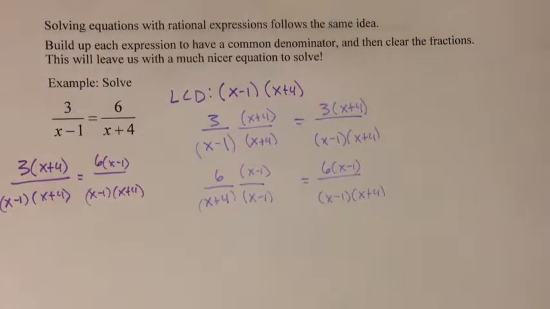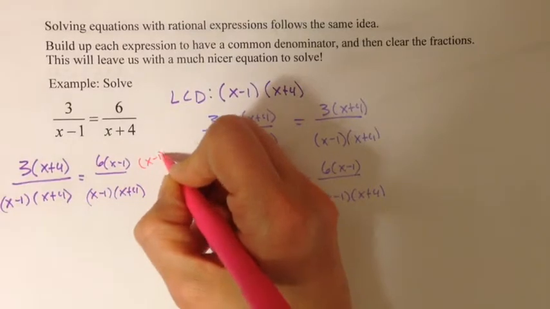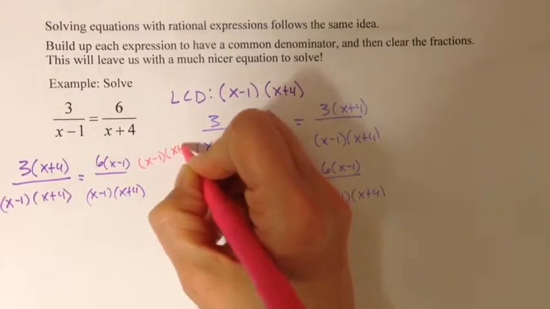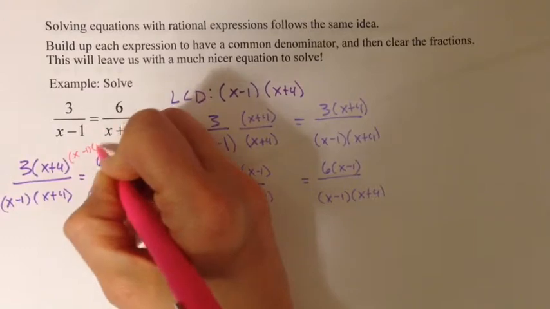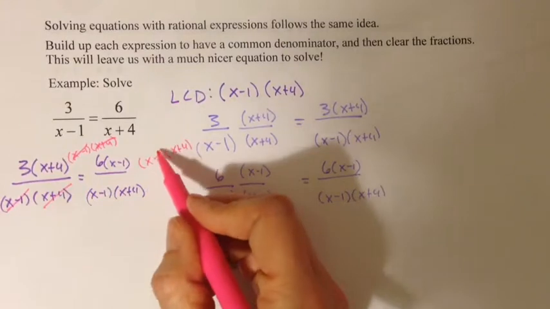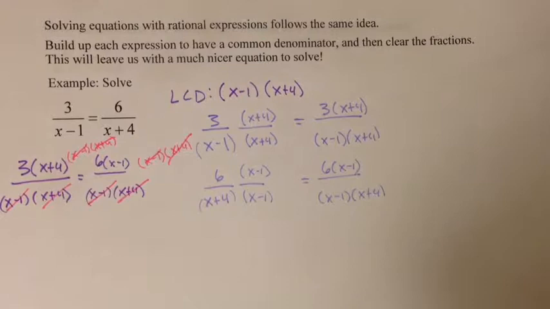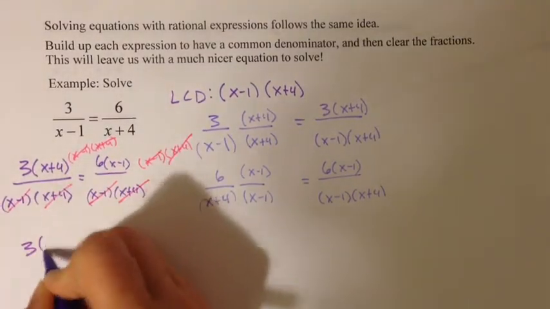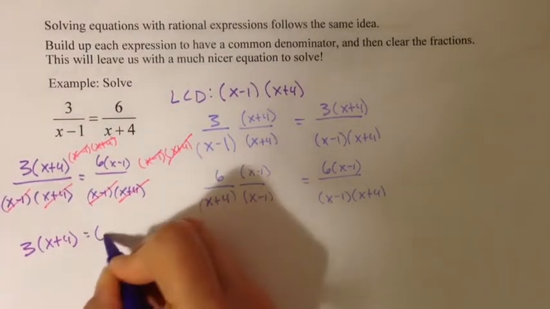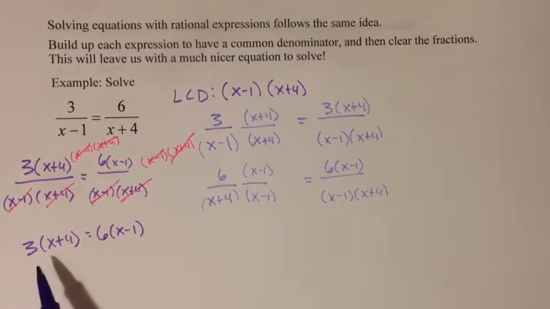Now comes the big moment where I can multiply through by the least common denominator to clear the fractions. Notice that both of these have the least common denominator. So when I multiply everything by x minus 1, x plus 4, all the denominators will cancel. Here the x minus 1 cancels, the x plus 4 cancels. The x minus 1 cancels, the x plus 4 cancels. If you wanted to, you could probably go straight to just writing down 3 times x plus 4 equals 6 times x minus 1. This equation should look a lot nicer than the one that we started with. If somebody handed you this, you would know exactly what to do.